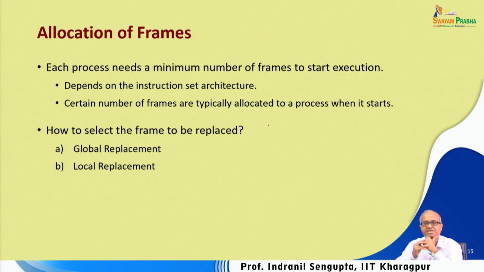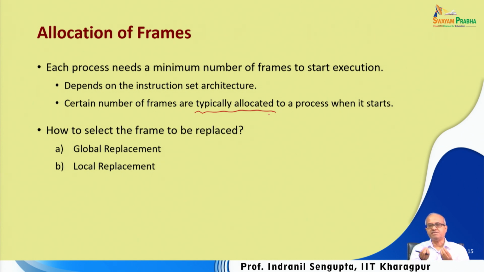And then the next question is regarding allocation of frames. We said earlier each process needs a minimum number of frames to start execution. It can be 2, 3, 4 up to 6, depending on the complexity of the instruction set. When a process starts, a certain number of frames are typically pre-allocated before the process starts execution. But once the process starts execution, it may request further frames, there will be page faults, and some new frames will be brought in.